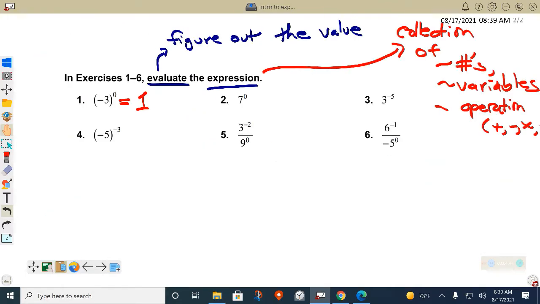Let's try the number 2. That one's 1, exactly. Any non-zero number raised to the 0 power is 1. Right, De La Rocha?